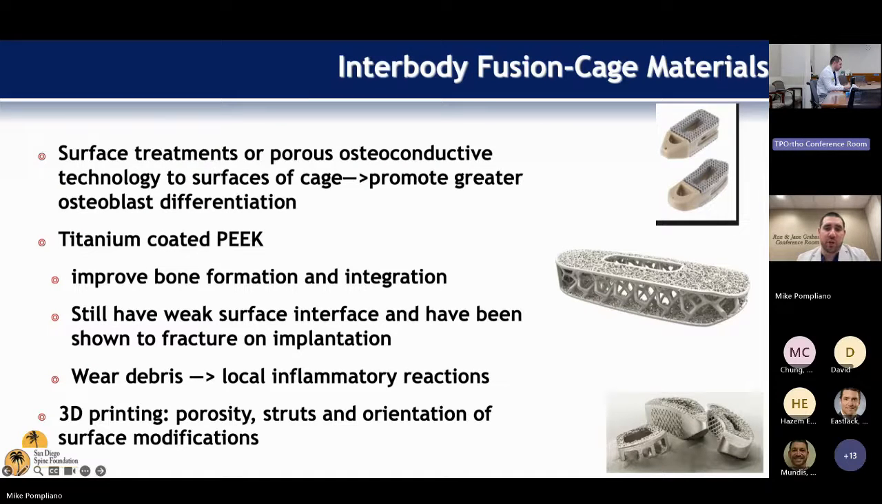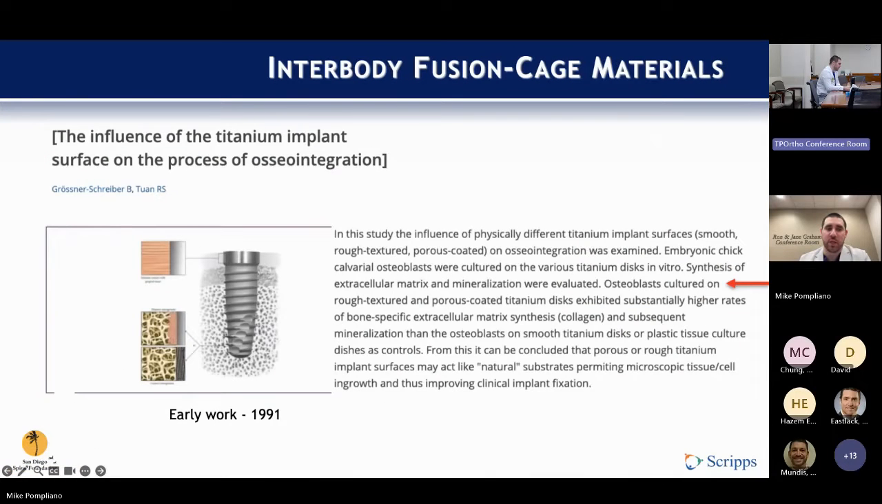So then, trying to combine the best of both worlds or have a hybrid between the two. This is looking at the surface treatments, essentially hydroxyapatite coated titanium, titanium coated PEEK, which was thought to improve the bone formation and integration. It does still have a weaker surface interface and can still be prone to cage fracture on implantation. There also is some thought of wear debris, but this is typically thought not to be as locally reactive as some other areas, especially like total hip arthroplasty. And there's potential for 3D printed technology to be used in these implants.